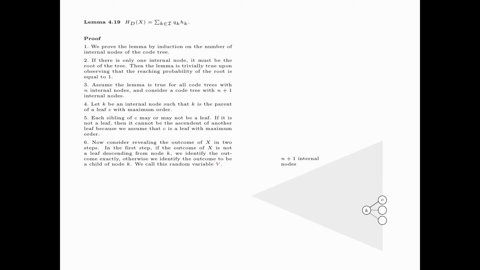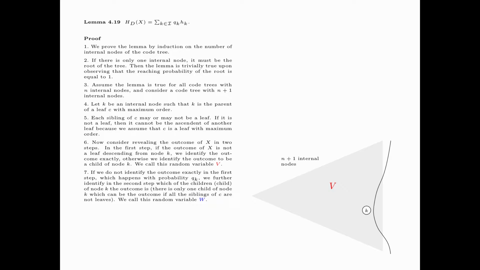Now consider revealing the outcome of X in 2 steps. In the first step, if the outcome of X is not a leaf descending from node k, we identify the outcome exactly. Otherwise, we identify the outcome to be a child of node k. We call this random variable V. This is illustrated in the figure. For the case that we identify the outcome of X to be a child of node k, we can simply regard random variable V as being equal to node k.